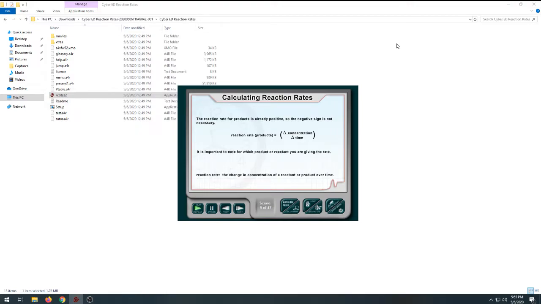It is also important to clearly note the product or reactant for which you are determining the rate, since the rate of formation or disappearance depends on the stoichiometric ratio in the balanced equation. For example, hydrogen will be consumed twice as fast as oxygen in the reaction 2H2 + O2 yields 2H2O, because the ratio is 2 moles of hydrogen per mole of oxygen.